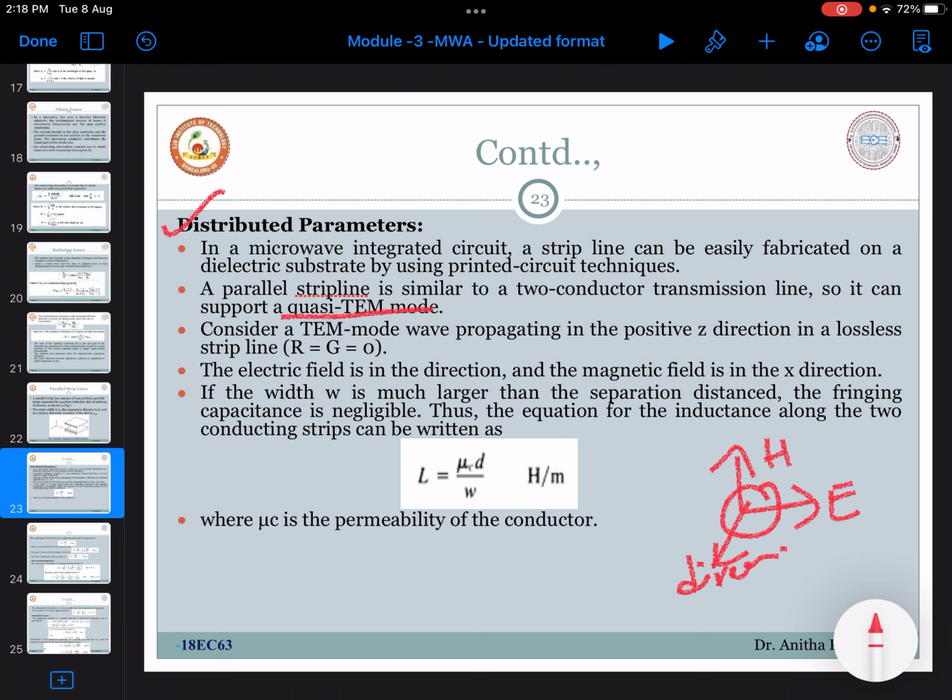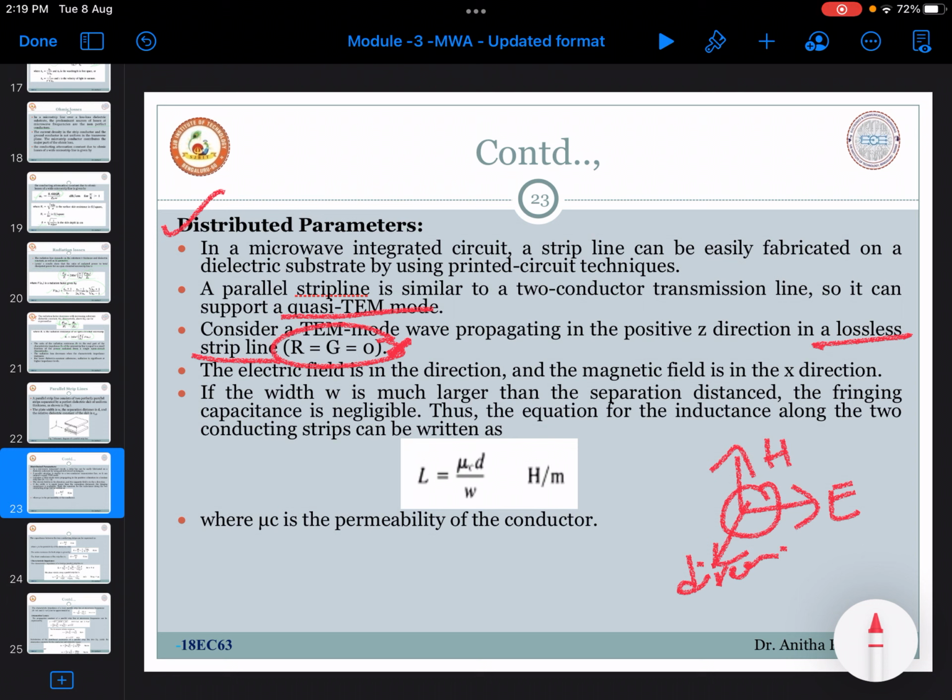And we are considering a lossless strip line, lossless indicating there are no losses. The losses associated with the strip line are represented by resistance in series and conductance in parallel. So if I am considering a lossless line, then R and G must be made equal to 0.